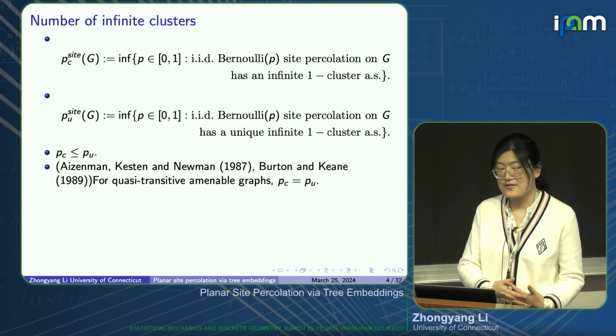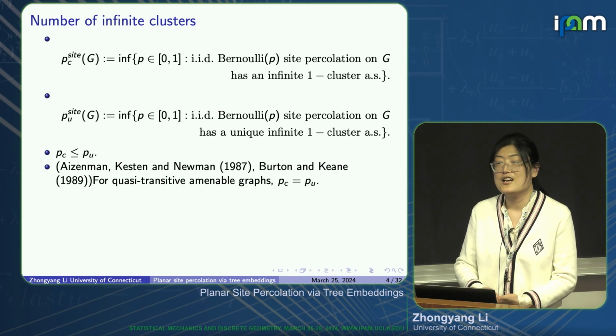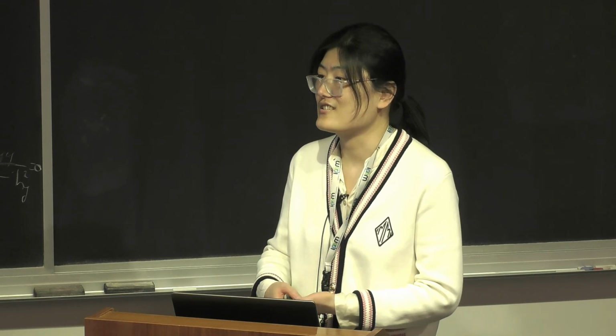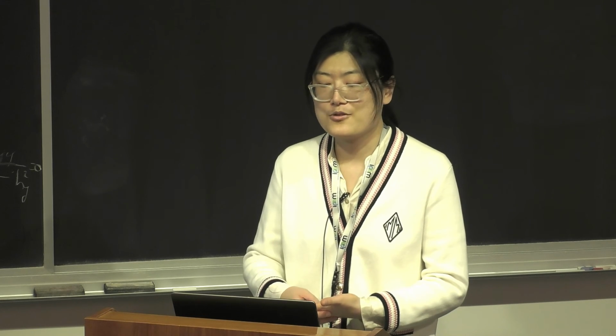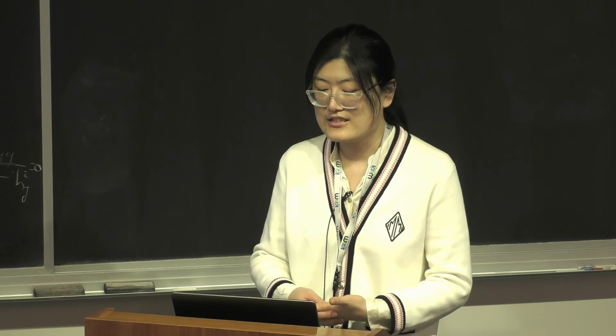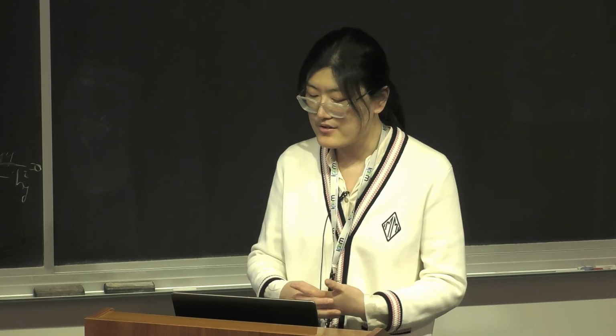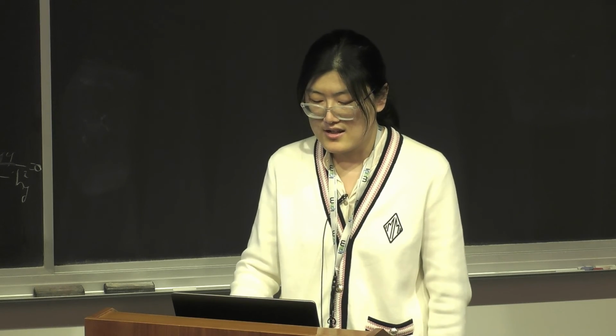Examples of amenable graphs include all the cubic lattices. The graphs we consider today are all amenable. Non-amenable graphs include, for example, the degree D regular tree with D at least 3.